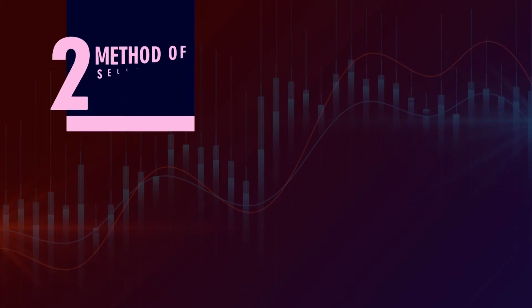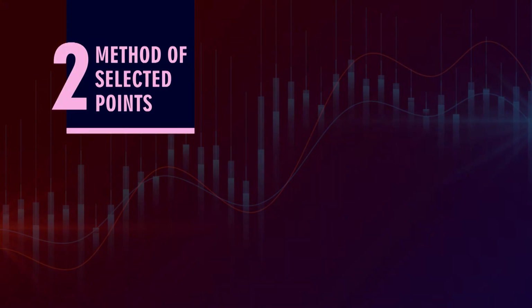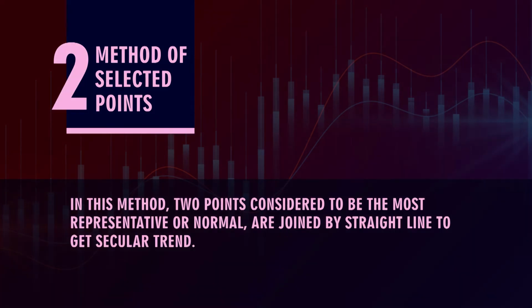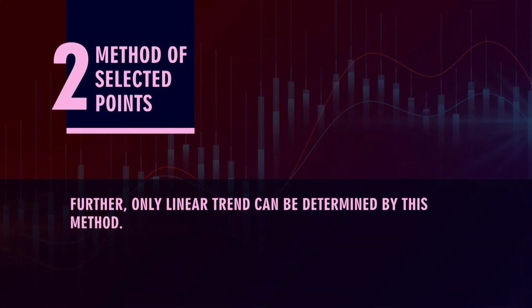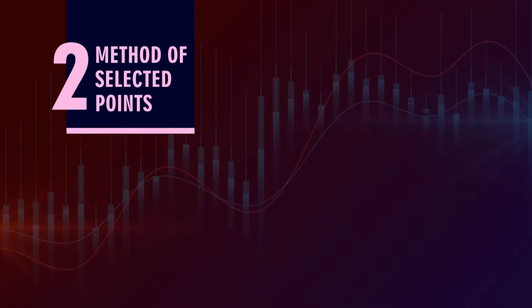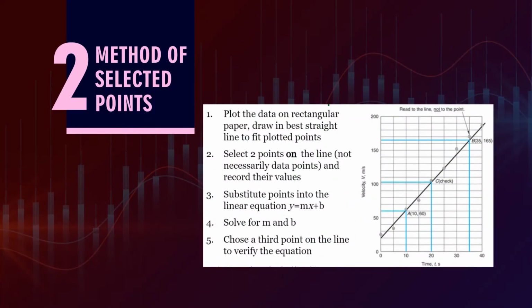And now the second method is different from the first one, which talks about the method of selected points. In this method 2 points considered to be the most representative or normal are joined by a straight line to get the secular trend. This again is a subjective method, since different persons may have different opinions regarding the representative points, and further only linear trend can be determined by this method too. So if you plot this on graph paper, you will find that the curve is linear in nature and looks like this.